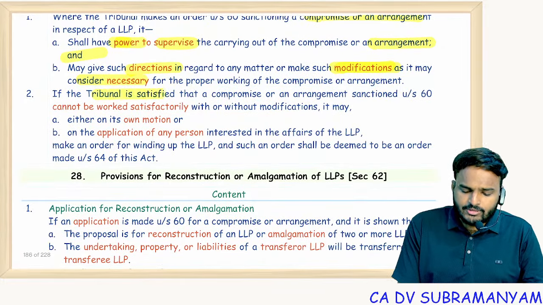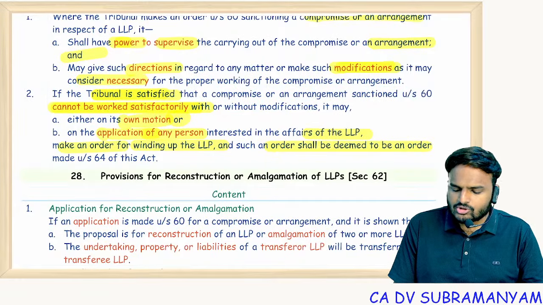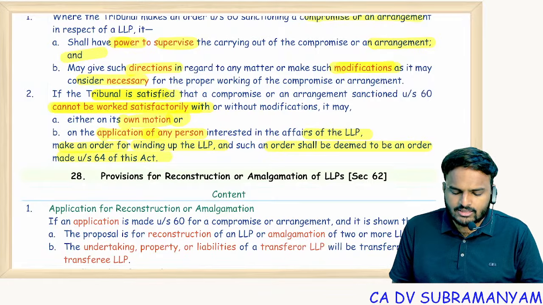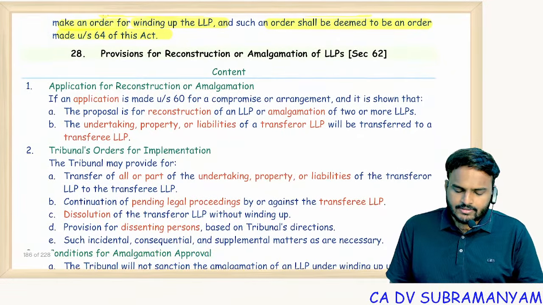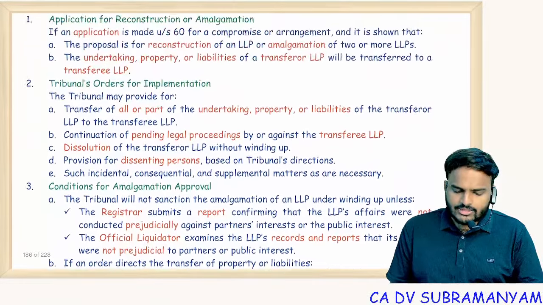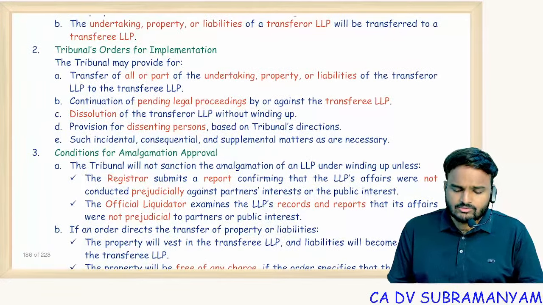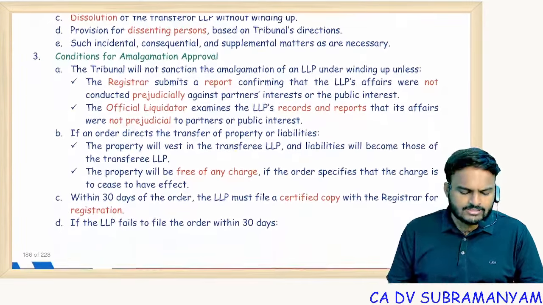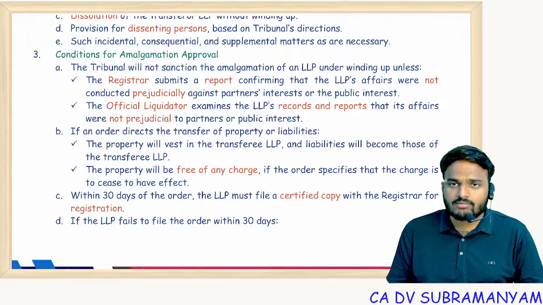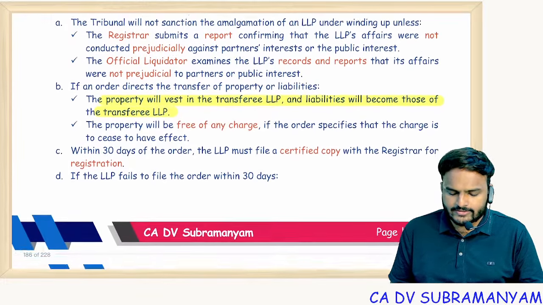Next one, if the tribunal is satisfied that the compromise cannot be worked satisfactorily, either on its own motion or on the application of any person interested in the affairs of the LLP, it may make an order for winding up of the LLP, and such an order shall be deemed to be an order made under section 64 of the Act. Next one, amalgamation. If the tribunal gives consent to this amalgamation, all the properties and obligations of the transferor LLP become the properties and obligations of the transferee LLP. That is the highlighting point. Remember this point.